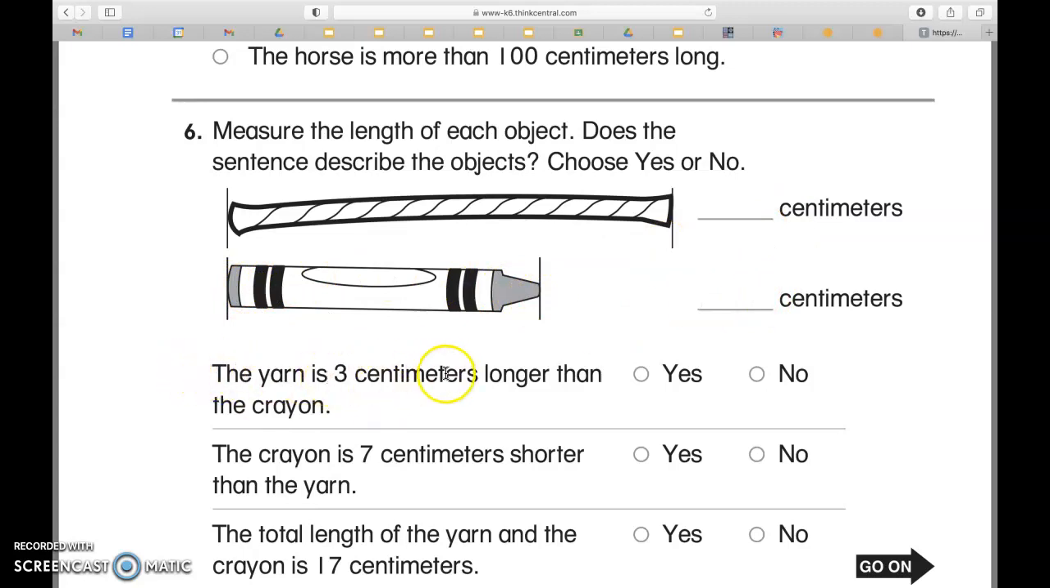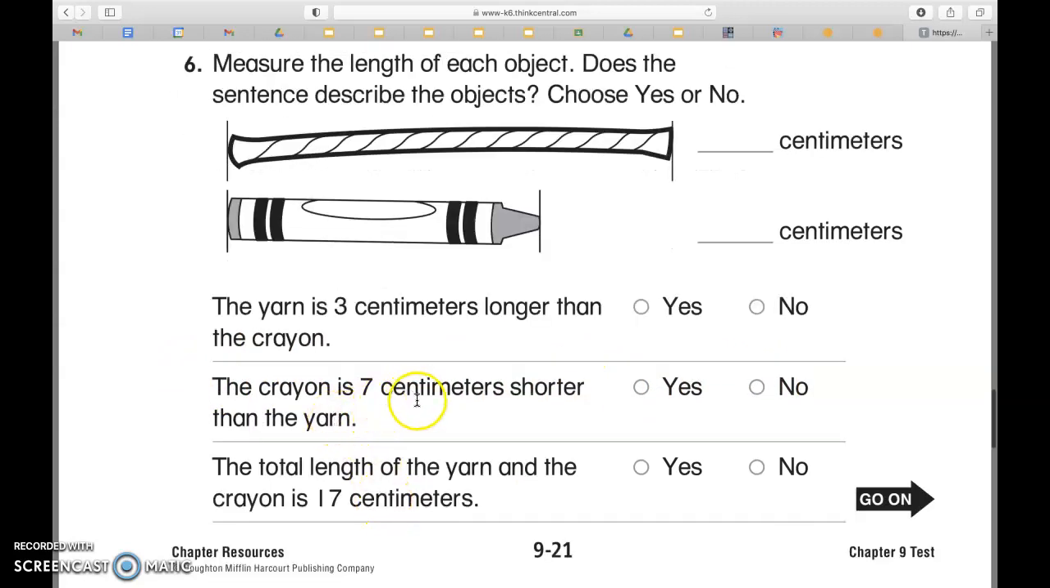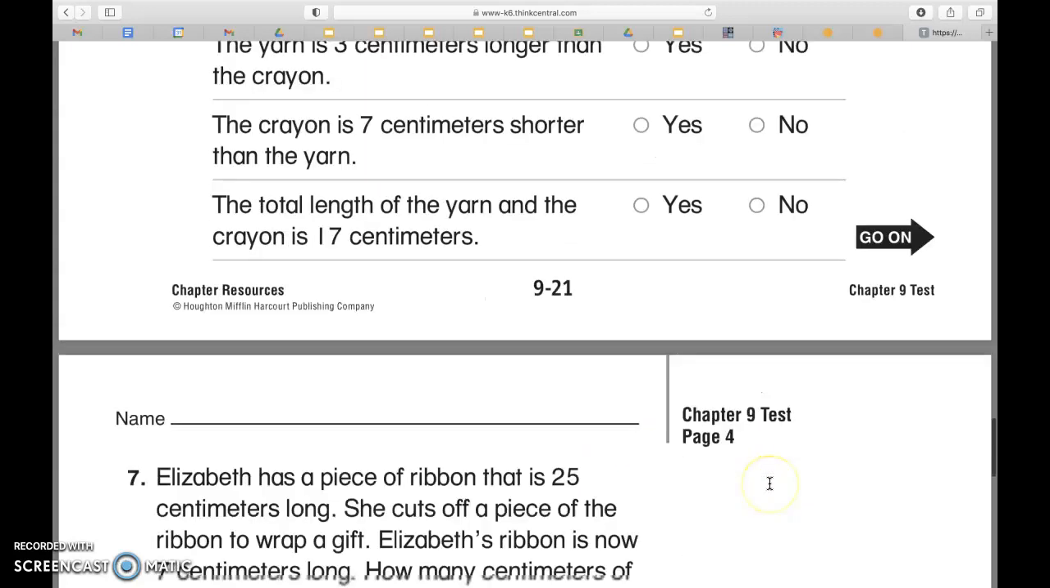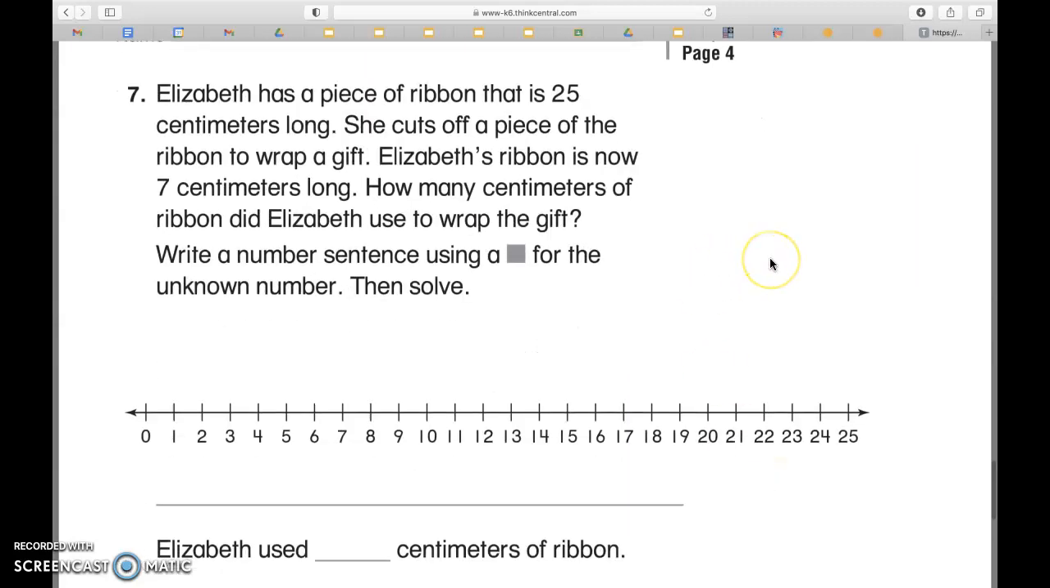The yarn is 3 centimeters longer than the crayon. Is that true? Yes or no? The crayon is 7 centimeters shorter than the yarn. Yes or no? The total length of the yarn and crayon is 17 centimeters. Yes or no?